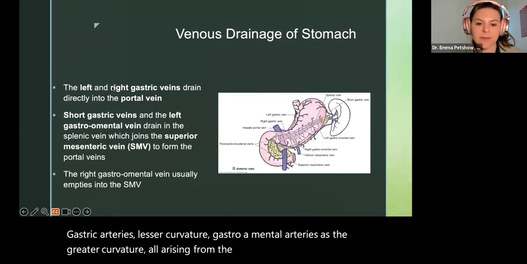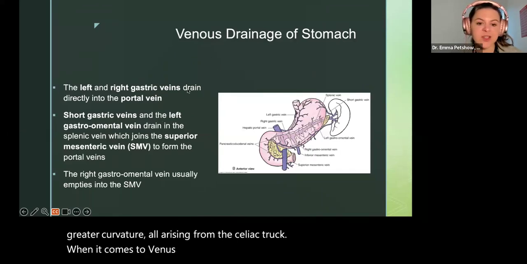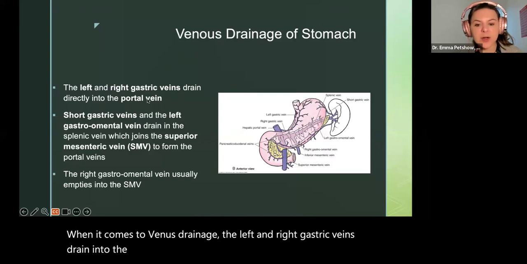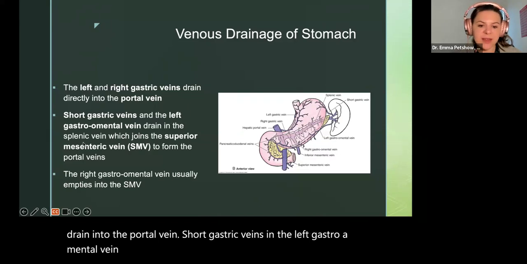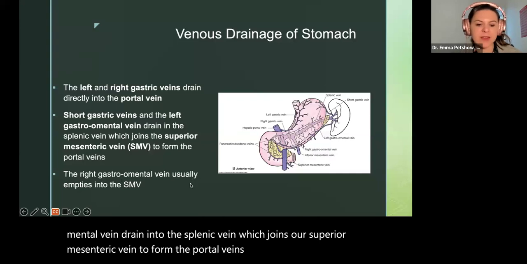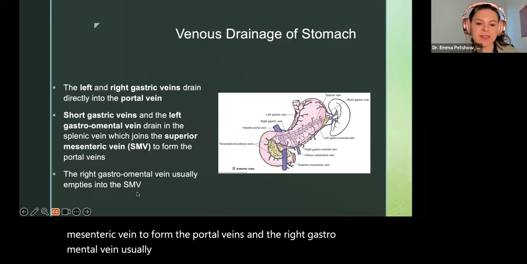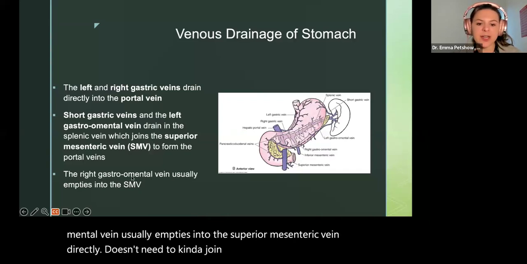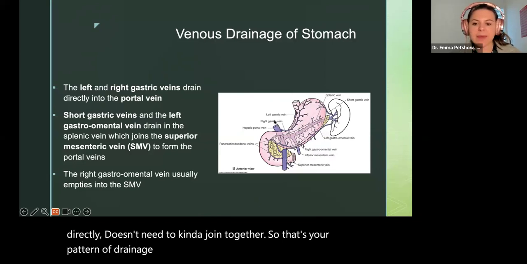celiac trunk. When it comes to venous drainage, the left and right gastric veins drain into the portal vein. Short gastric veins and the left gastroomental vein drain into the splenic vein, which joins our superior mesenteric vein to form the portal vein. And the right gastroomental vein usually empties into the superior mesenteric vein directly. It doesn't need to join together. So that's your pattern of drainage, all things going back to that big portal vein at the end.